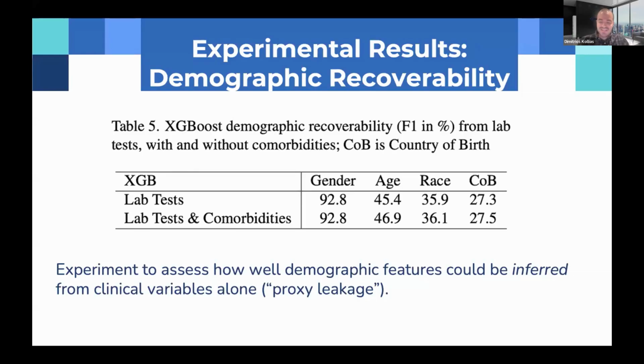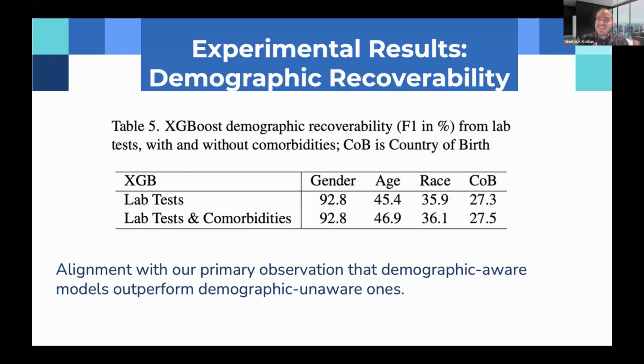The second is that this aligns with the observation that we had in the previous experiments, that the demographic-aware methods outperform the demographic-unaware. And if you really think about this, it makes sense. When the model was taking as input only the lab tests, because we see here that from the lab test we can infer the demographics, indirectly the model could understand the gender, the age, the race, and the country of birth. Not perfectly, but it could. So there was some noise there.